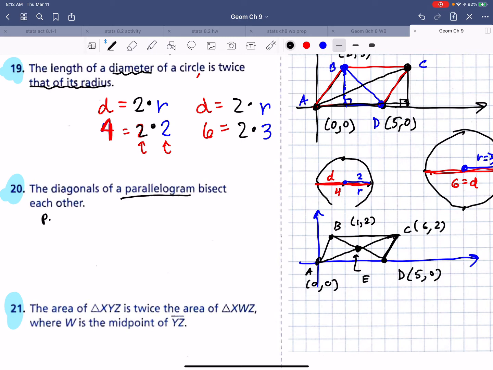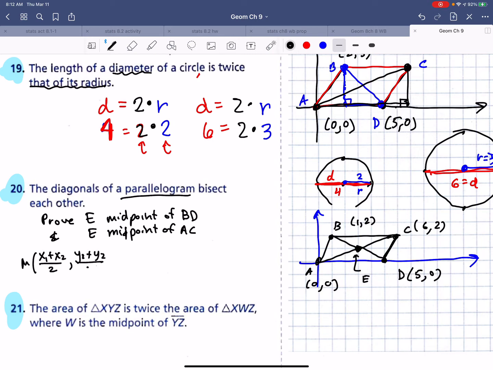We're trying to prove that E is the midpoint of BD, and prove that E is the midpoint of AC. Pretty cool. So let's just use our midpoint formula that we did review today, right? So our midpoint formula, add the 2 x's, divide, add the 2 y's, divide, and see what we got here. So our point E is 3, 1.